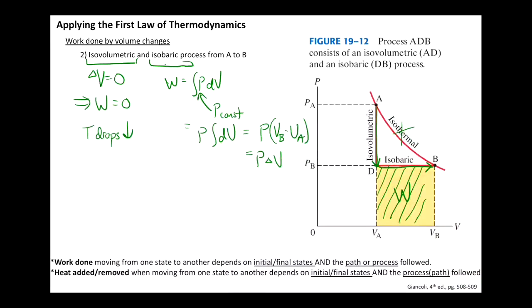So the total amount of work getting from point A to point B in this case is just 0 plus this P times delta V, and that is less than what we got in the isothermal case. During that second phase, the pressure is staying the same, but the volume is getting larger. What has to happen to the temperature there?